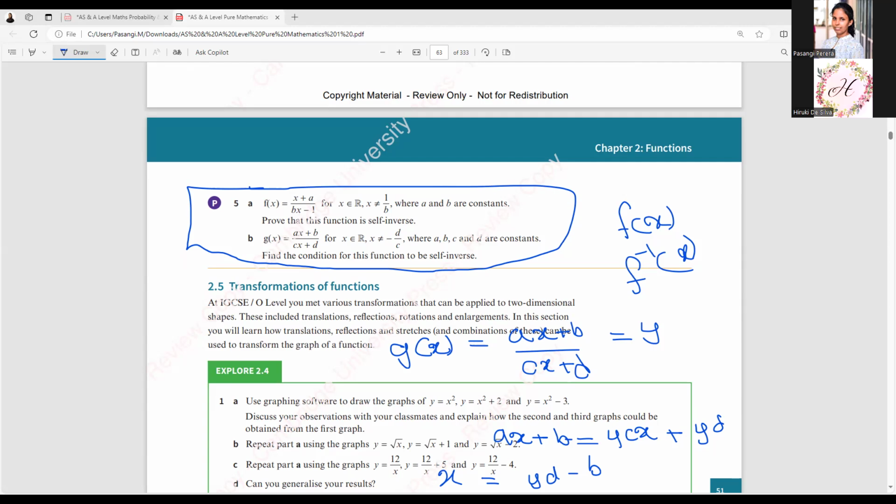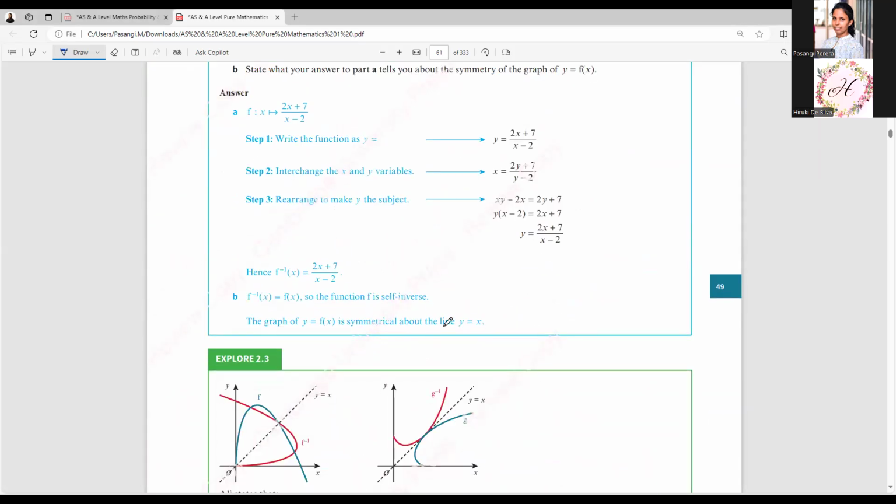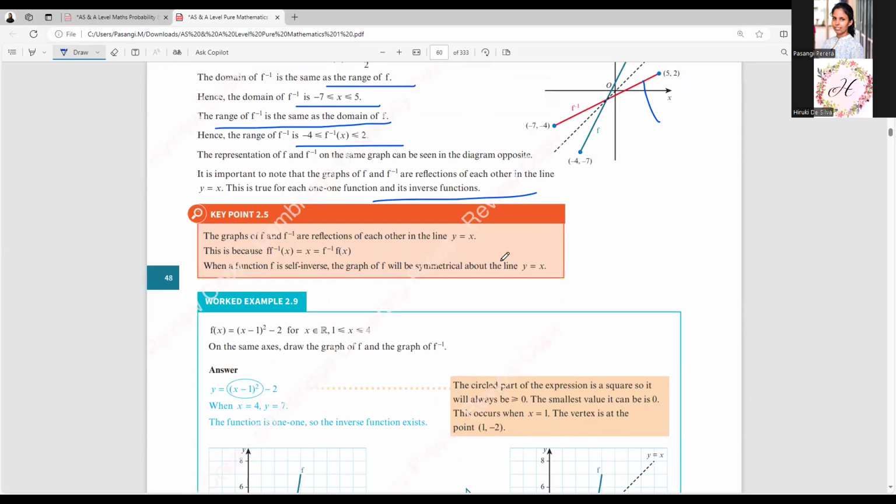Okay, wait. What was there in the previous note? So this part is done. Now we had this one, right? If the function is self-inverse, the graph y equals f(x) is symmetrical about the line y equals x. There I saw a condition. It is important to note that the graphs of f and f inverse are reflections of each other in the line y equals x. This is true for each one-to-one function and its inverse function.